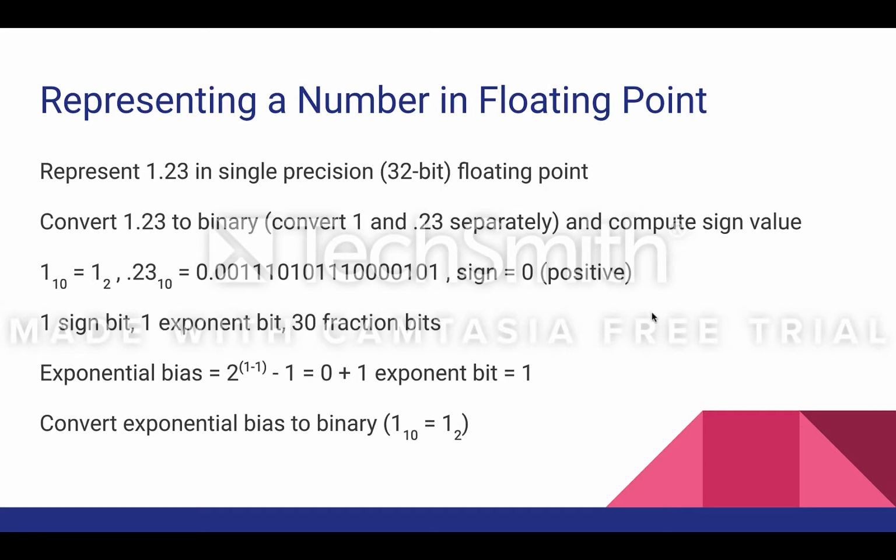So here's how we would represent a number in floating point if we wanted to represent the same 1.23 in what is called single precision, which is 32-bit floating point. Double precision would be 64-bit.